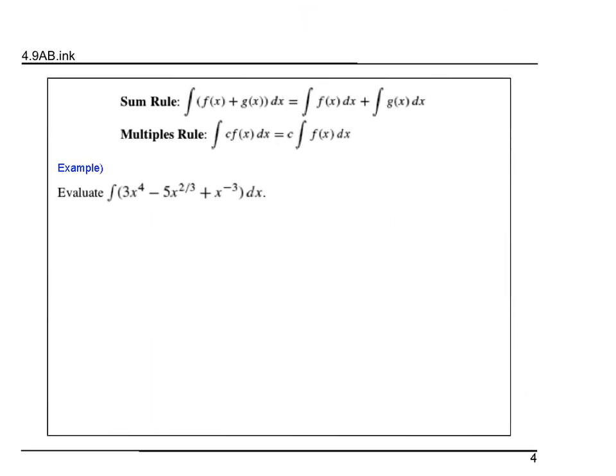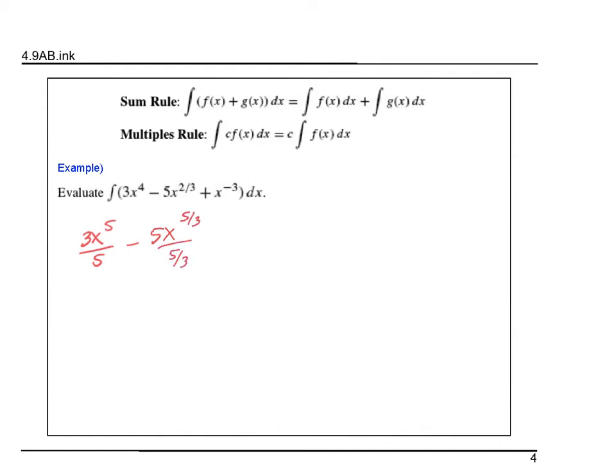Our sum rule and our multiples rule, very, very similar to what we saw in the beginning of chapter 3. Essentially, it's saying that you could, quote unquote, distribute the integral symbol to each individual term. You could pull out coefficients if you so wanted. But of course, you don't have to write it that way. You can just go ahead and integrate or anti-derive each term individually. So the 3x to the 4th would become 3x to the 5th divided by 5, minus 5x to the add 1, so 5/3, divide by 5/3.